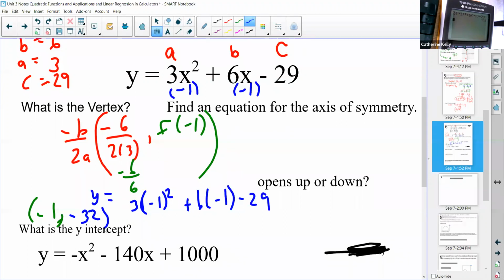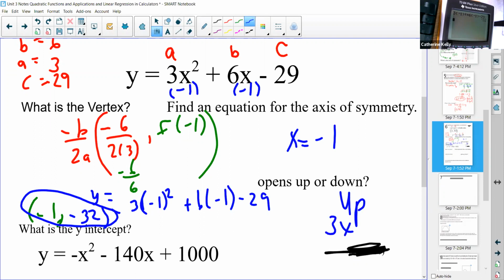So my vertex would be negative 1, negative 32. Find an equation for the axis of symmetry: x equals negative 1. And then does it open up or down? It's going to open up because 3x squared has a positive 3. So let's check our calculator.